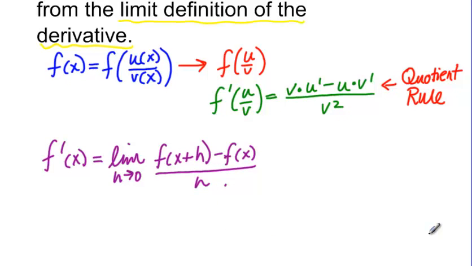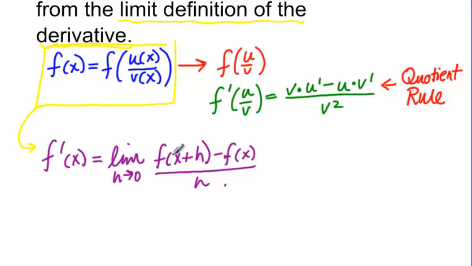So now what we need to do with this limit definition of the derivative is take our original function, which is right up here. It's the quotient of two other functions written in terms of x, and we need to plug it through this derivative machine. All right, so let's get started.